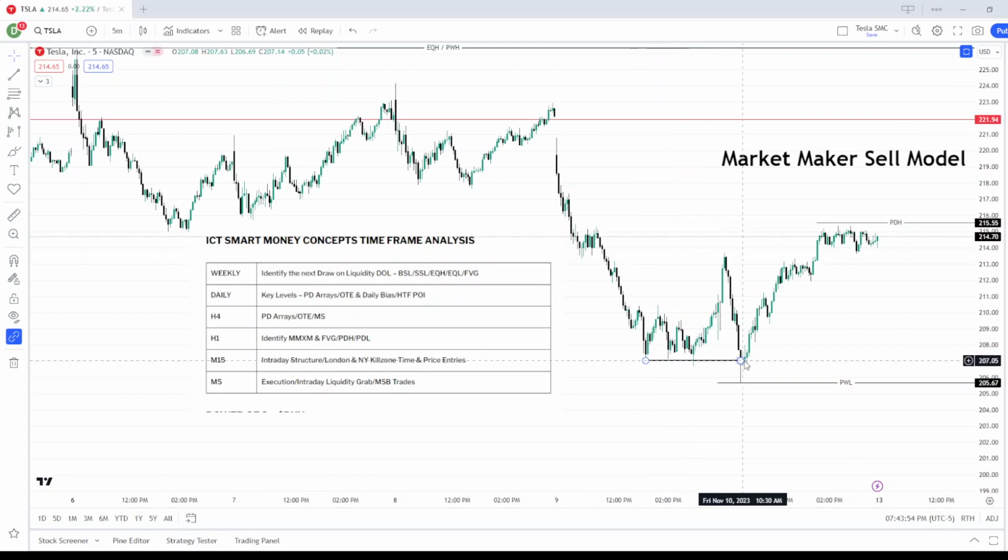Broke the structure to the downside, liquidity grab, enter, and run it out through the rest of the day. Those would have been 0-day contracts, which would have been a pretty banger trade from the 205, 206 point if you rode it out through the day. So that's all I got as far as the smart money concepts, time frame analysis goes on Tesla.